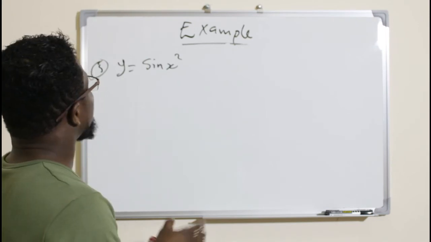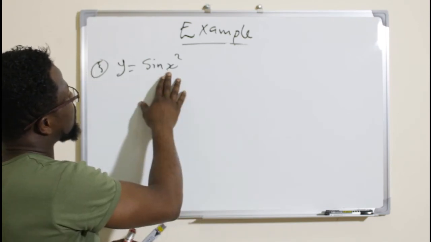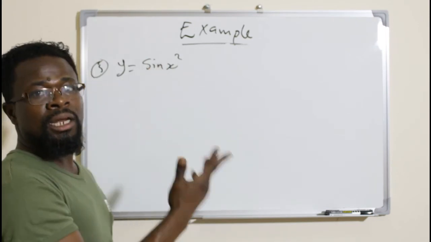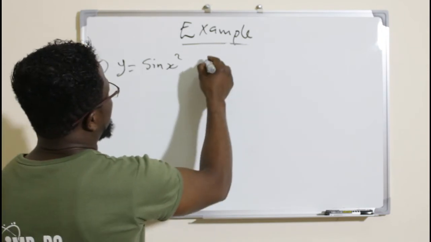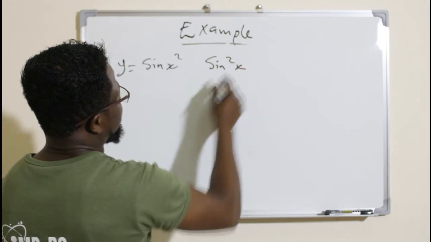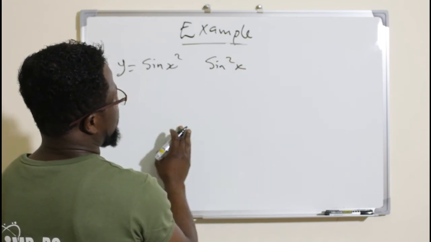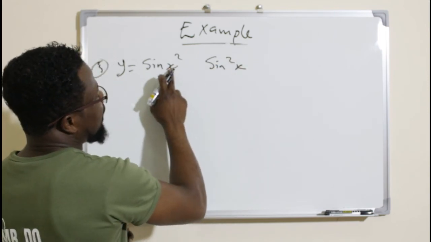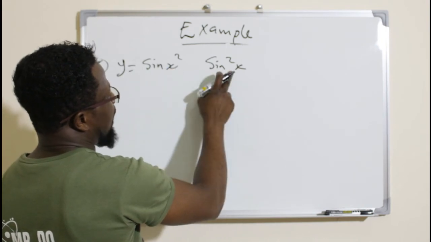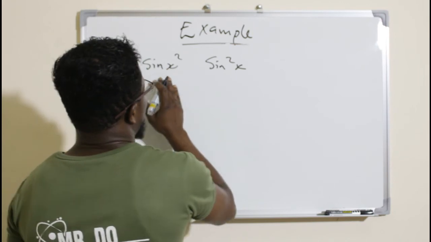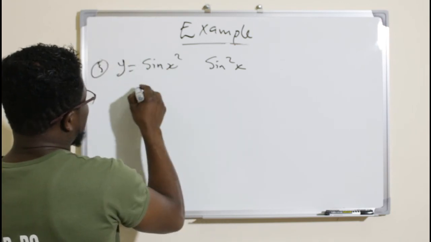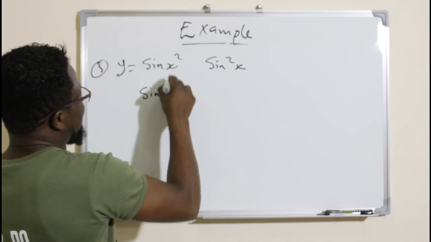Okay, so let's look at number 5. We are given this, and we want to find the derivative. This is different from the one that we had as sine squared x. These are not the same. Now the exponent is just for the x alone, but here the exponent is for both the sine and the x. So we can't write this one as this.